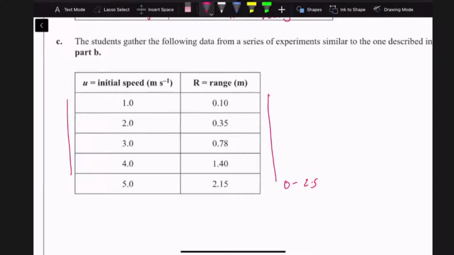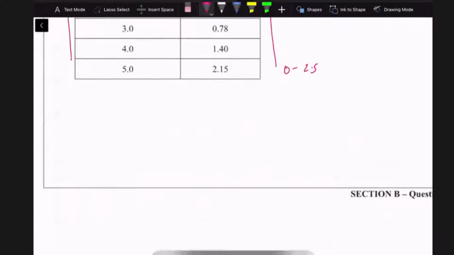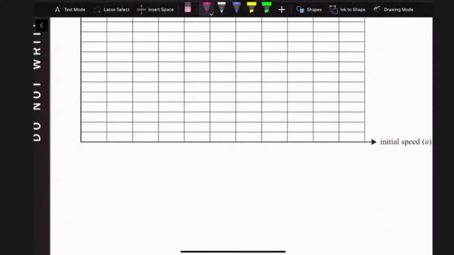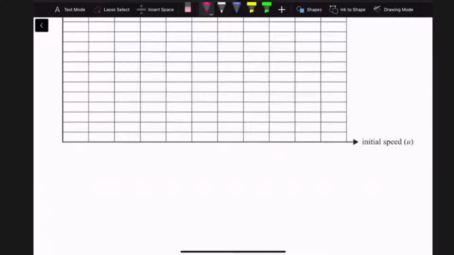And then initial speed is quite simple. It just goes from 1 to 5. The easiest way I found to determine a scale using the pre-given boxes is to put lines so you know how much there is. So we have 2, 4, 6, 8, 10, and 11 boxes. Since we only want 1 to 5 at the bottom, it would be really easy for us to just do 1 to 5 with 2 boxes in between.